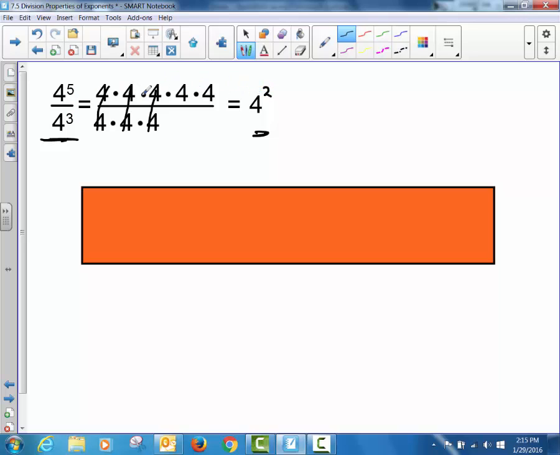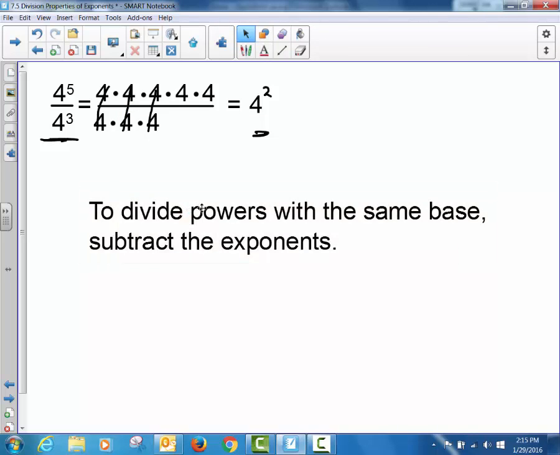So you wouldn't have to write this out every time you did something like x to the 100 divided by x to the 98th. You could just subtract the exponents and get x to the second. Now, it makes sense that, just like you've learned in the past, when you are multiplying powers, you add the exponents. So when you're dividing powers, you subtract the exponents. And so that's the rule that we have. To divide powers with the same base, you subtract the exponents.